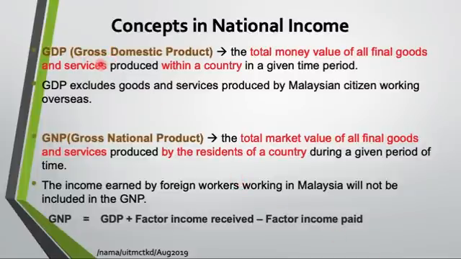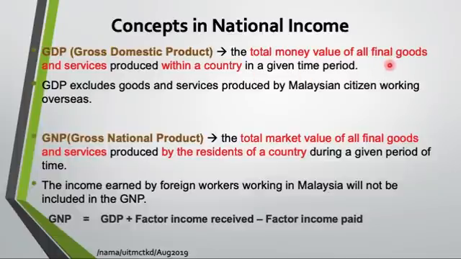GDP, apa yang dimaksudkan dengan GDP? Gross domestic product is the total money value of all final goods and services produced within a country in a given time period. Total money value of all final goods and services. Kita hanya mengambil kira final goods. Apa maksud final goods? Barang tu dah siap, bukan intermediate goods, bukannya barang mentah. All final goods.